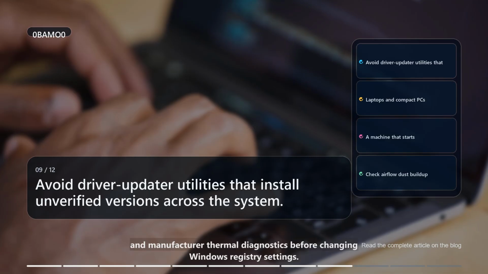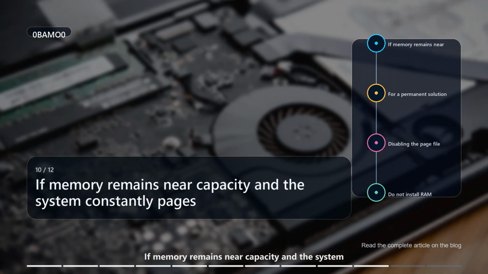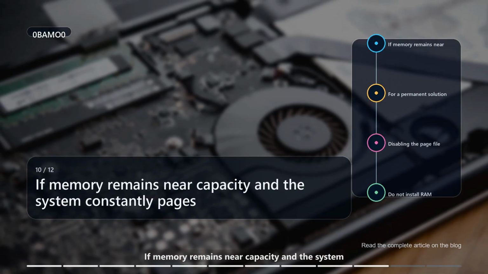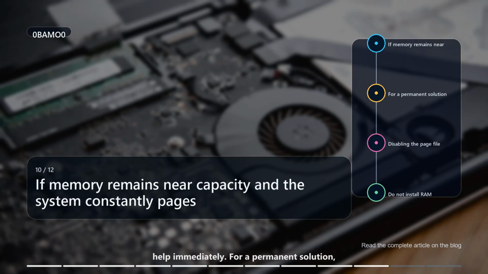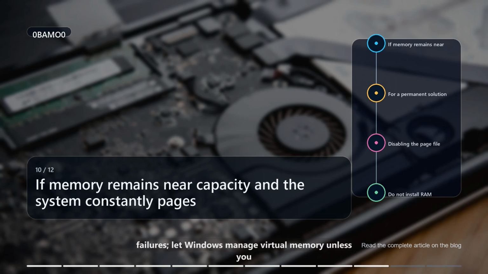If memory remains near capacity and the system constantly pages to disk, closing unused applications can help immediately. For a permanent solution, reduce workload or add RAM if the device supports it. Disabling the page file is usually not a performance fix and can cause application failures. Let Windows manage virtual memory unless you have a documented specialist requirement.